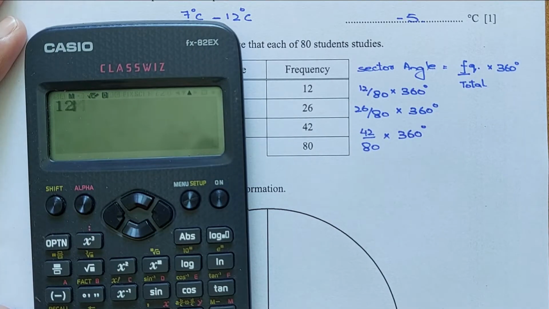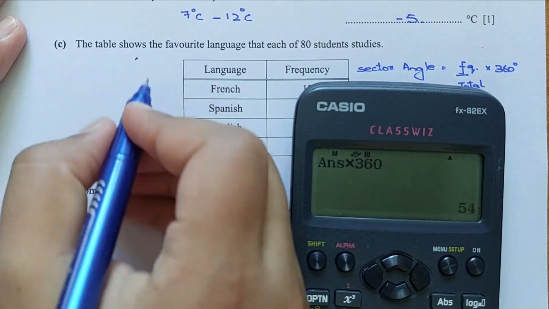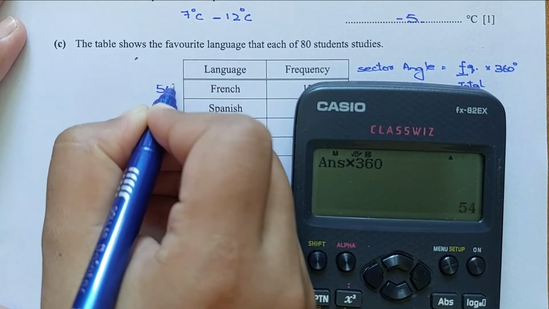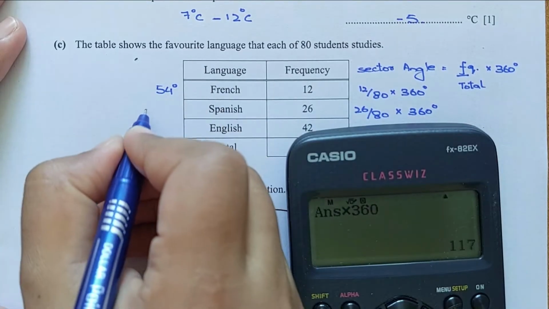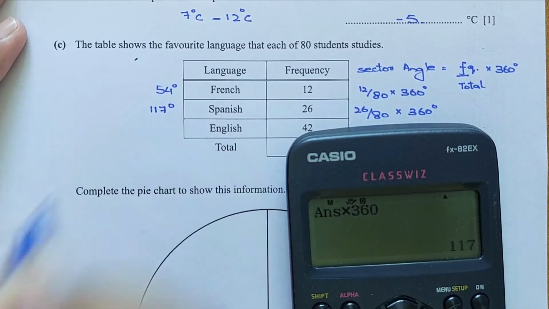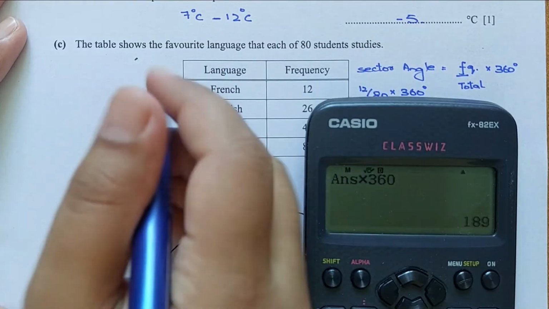12 divided by 80 times 360, that angle is 54 degrees for French. 26 divided by 80 times 360 is 117 degrees. And the next is 42 divided by 80 times 360, which is 189 degrees.